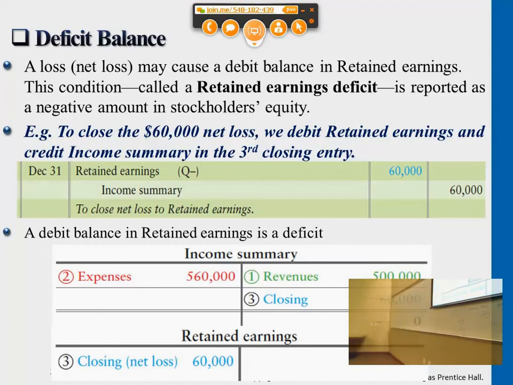Okay, so here's a contrasting example. Earlier we talked about net income. This is an example of net loss. When you close the account, income summary will be credited, and retained earnings will be reduced, so debit the retained earnings account. On the balance sheet, you'll see brackets around that number.